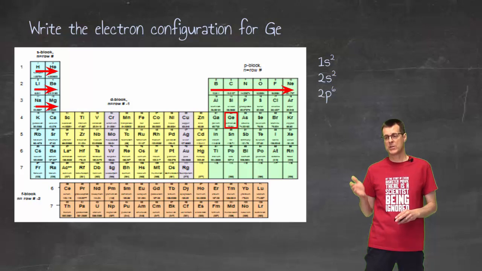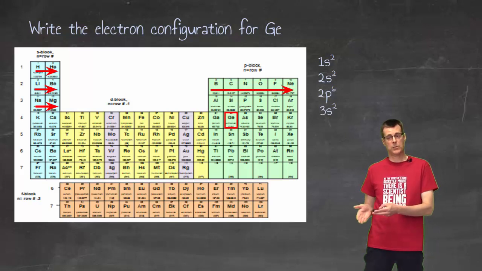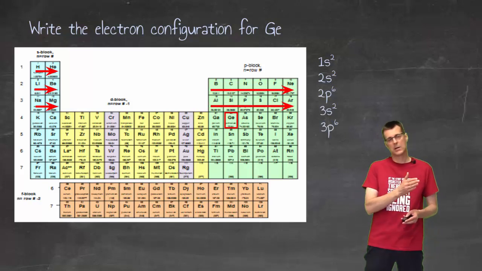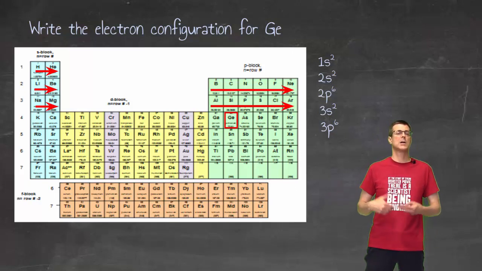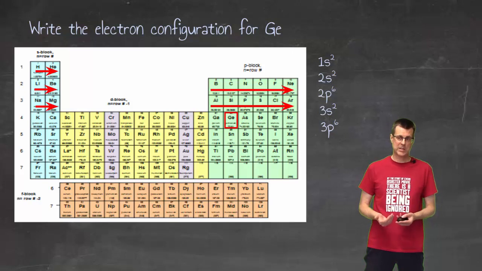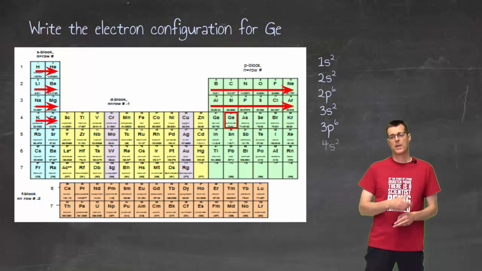Next row is going to be a similar kind of thing. Now I'm in the S block again, so it's going to be 3S2. Then I'm going to jump across the gap, and I'm going to do it all again. I get all the way across that P block. N is equal to row number, so I'm in the third row. N is equal to 3, 6 spaces, 3P6. Work my way across the next one, 4S2.